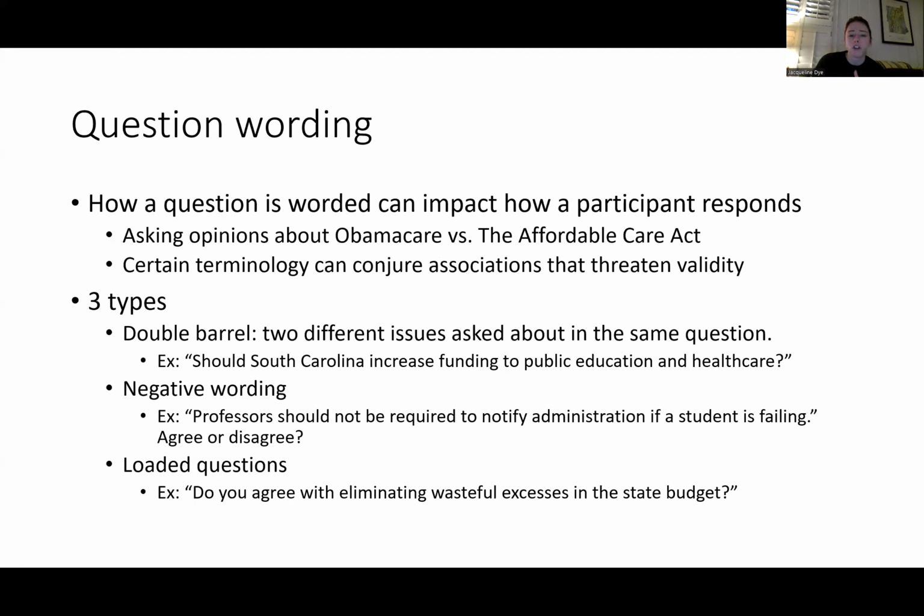And then we have loaded questions. So these are questions that use language that tends to evoke emotions. So for example, do you agree with eliminating wasteful excesses in the state budget? Well, most people would probably agree with eliminating wasteful excesses because of the way that it's worded.